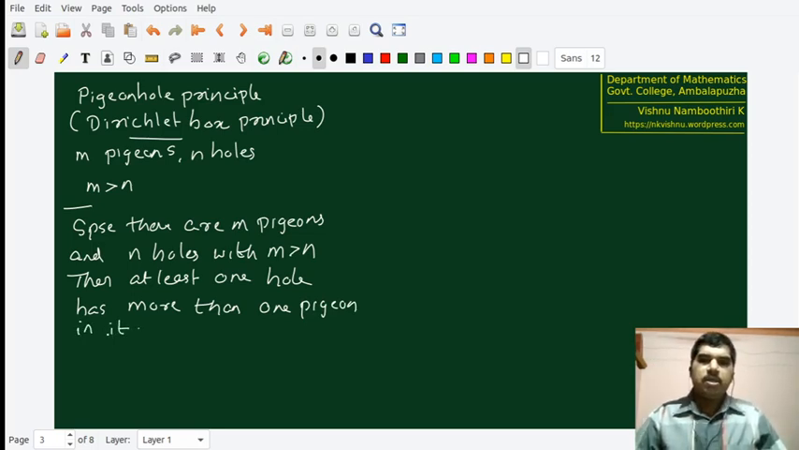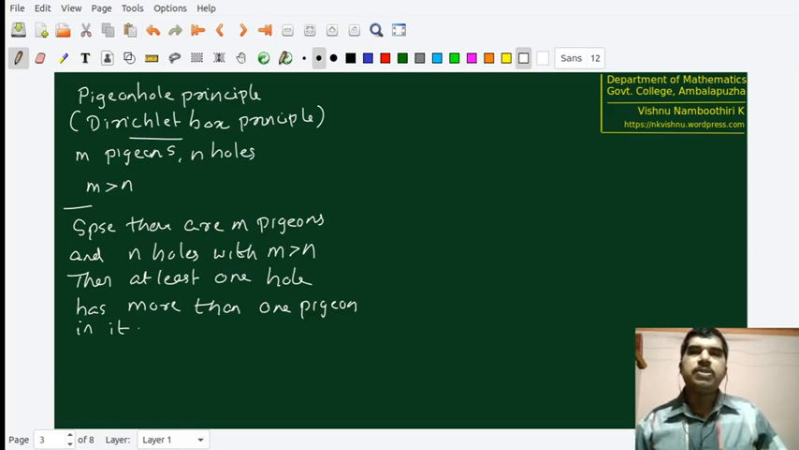So if we convert this into our own classroom language, maybe we can say something like this. Suppose that there are 10 benches and suppose that there are more than 10 students, say 15 students, then naturally not every student can have his or her own unique bench. So at least one student must share a bench with another student. So this is what basically the pigeonhole principle says.